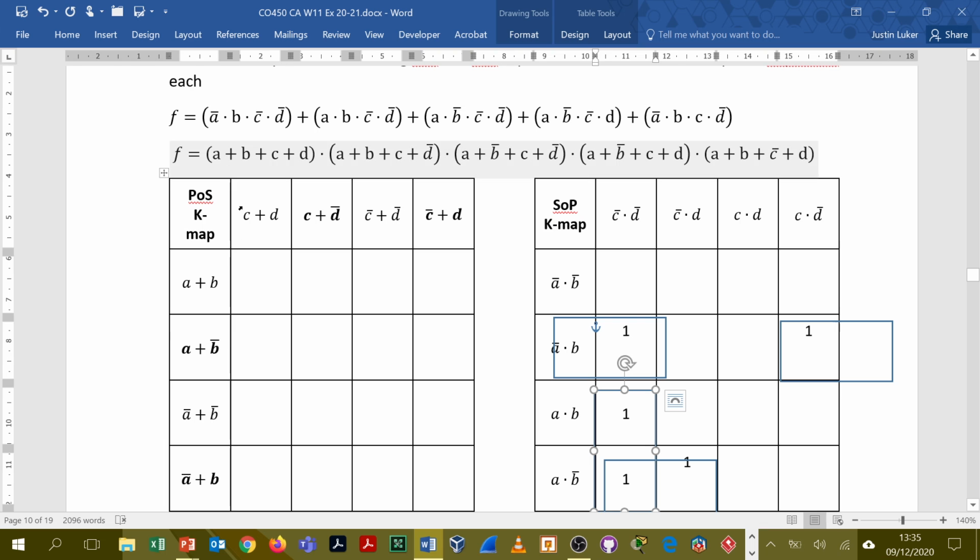Let's do the POS one. So A or B or C or D, so there's a 0 there. A or B or C or not D. Oh, that one. Yep. Then we've got A or not B or C or D. And then A or not B or C or D. Oh, I've just done that one.